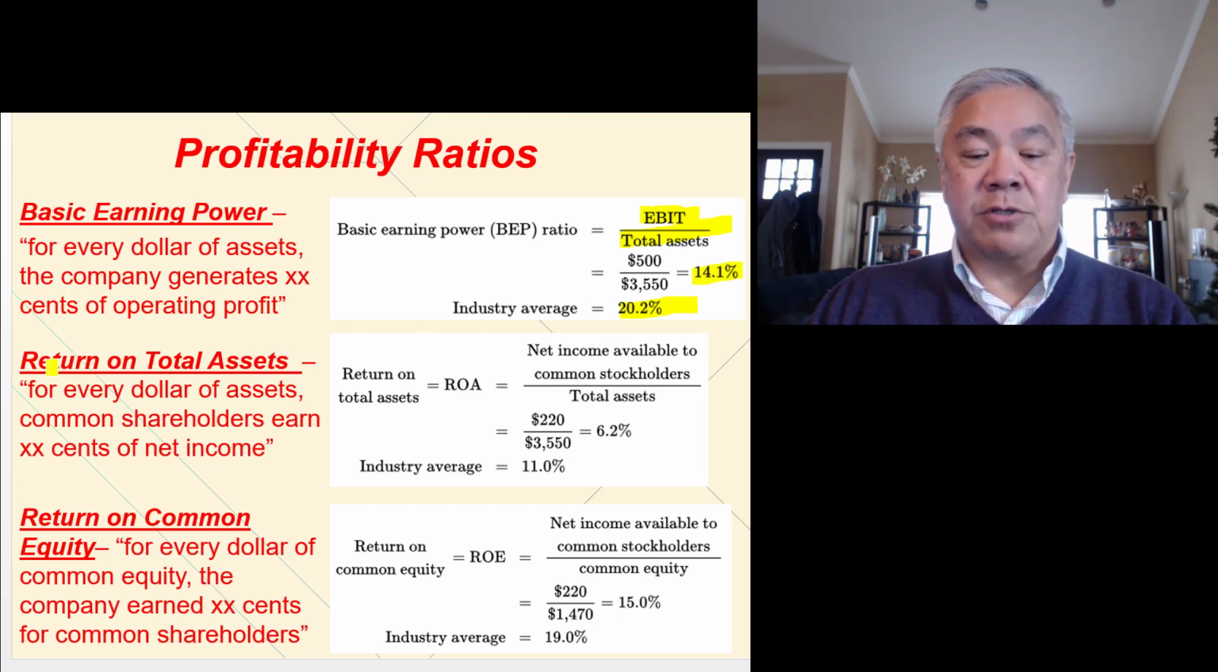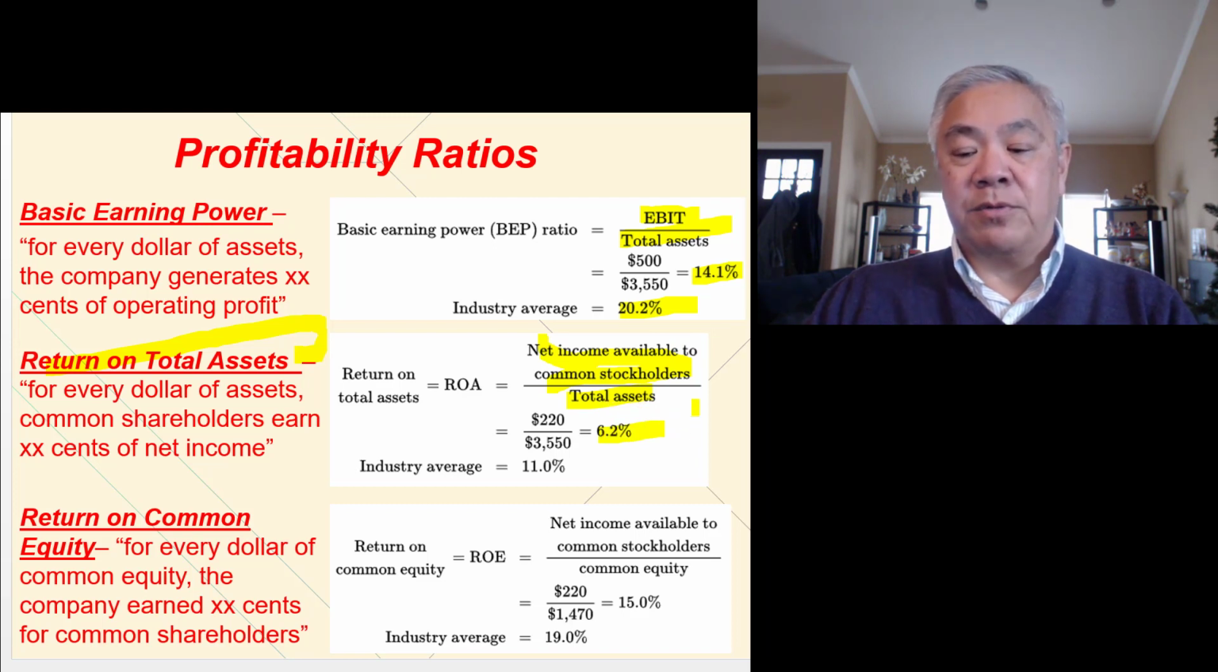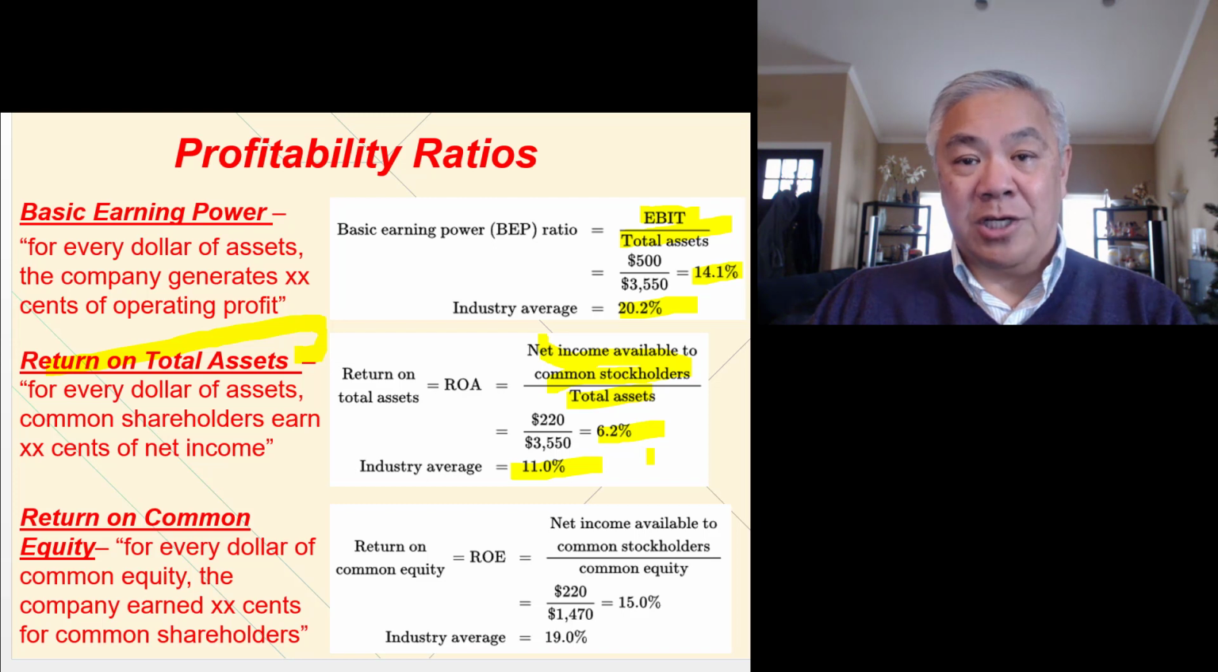The second measure is return on total assets, and here we take the net income available to common shareholders. We just used that previously. It's net income minus preferred dividends divided by total assets. For MicroDrive, that results in 6.2%. So for every dollar of assets that MicroDrive has, it earns 6.2 cents for its common shareholders. And the average is 11. Once again, we're almost half, which is not good, of the profitability of the industry.